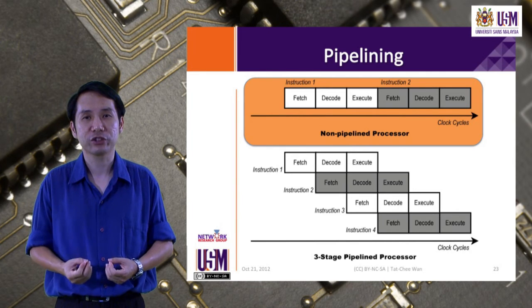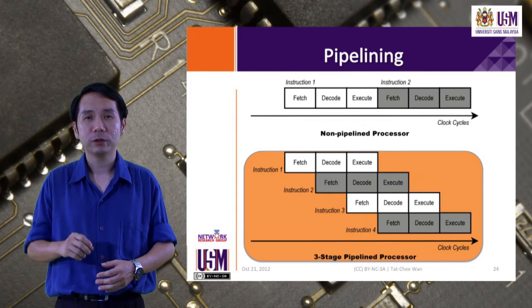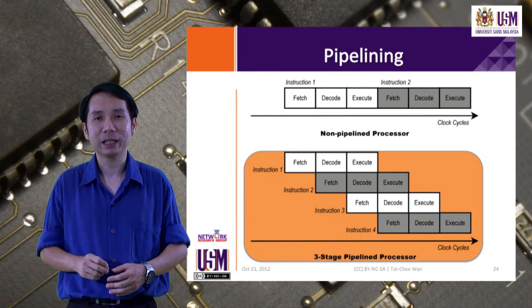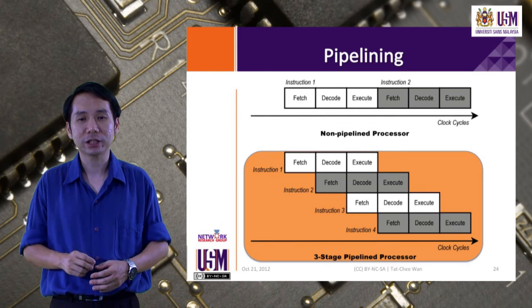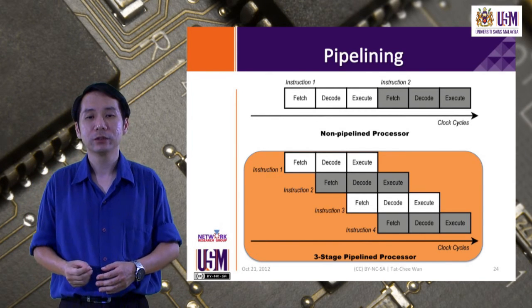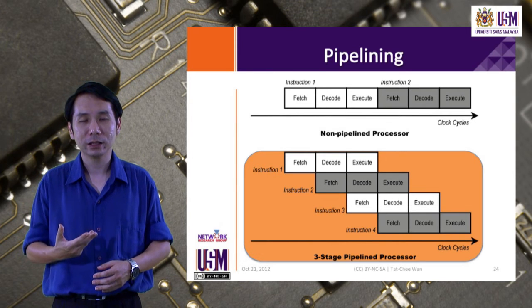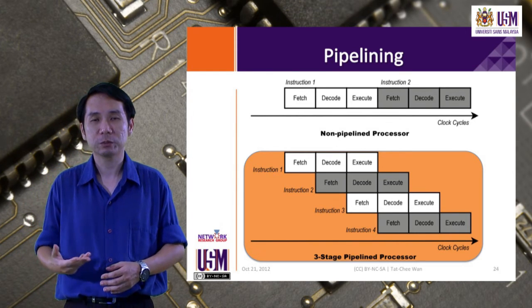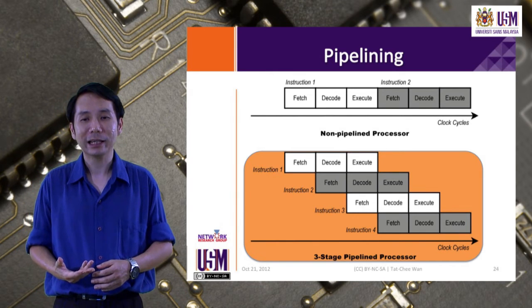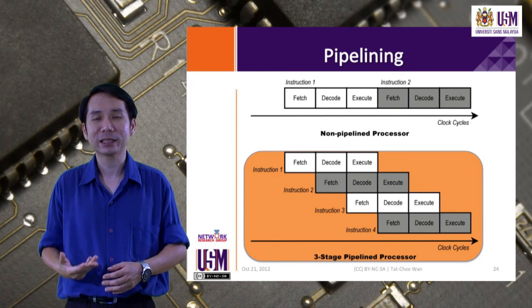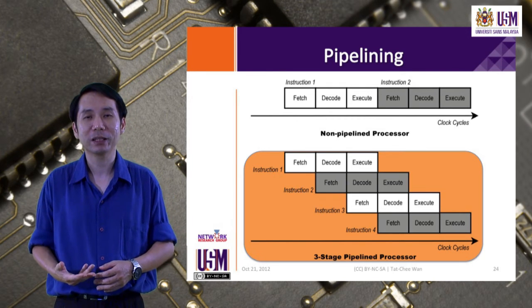execute 2 instructions. For a processor that implements pipelining, we can stagger the execution of these instructions such that a fetch process occurs every instruction cycle, followed by a decode process, and finally the execute process. Because they are staggered, this allows us to execute 4 instructions in the same 6 cycles compared to the non-pipelined processor case.